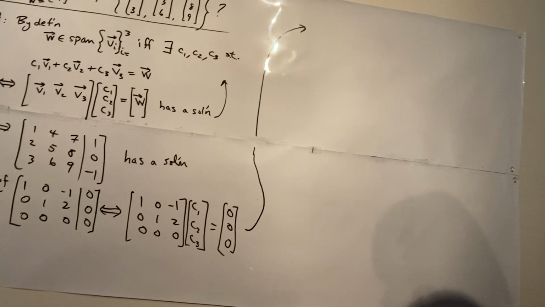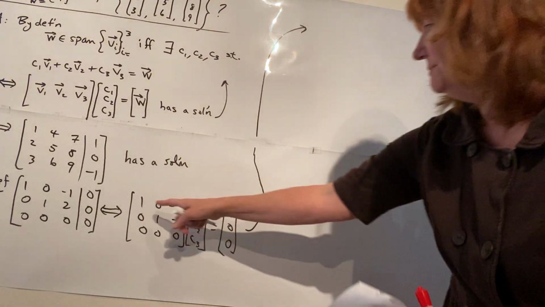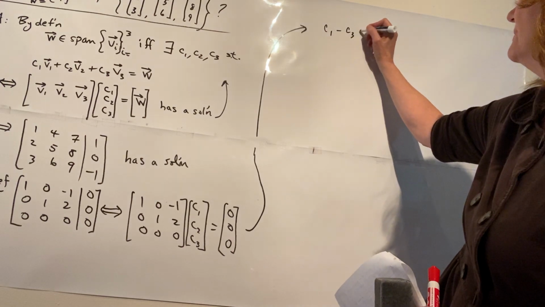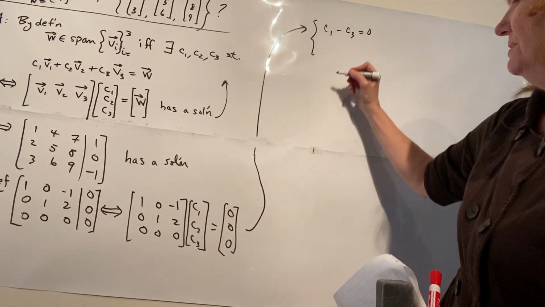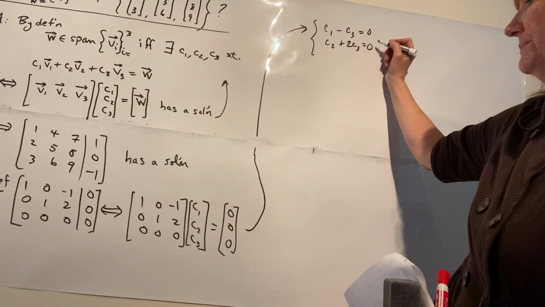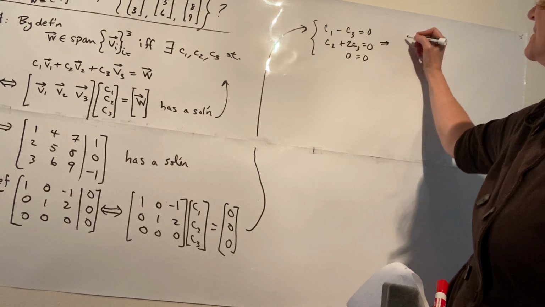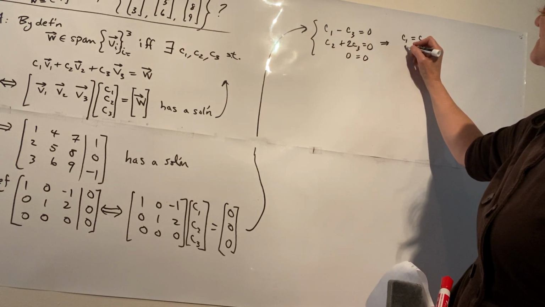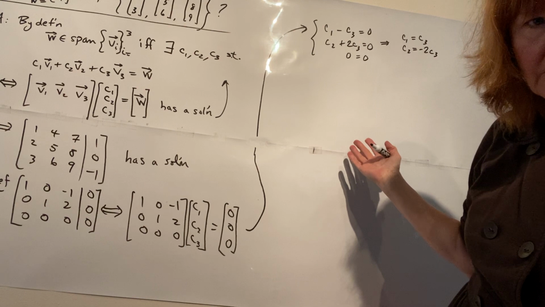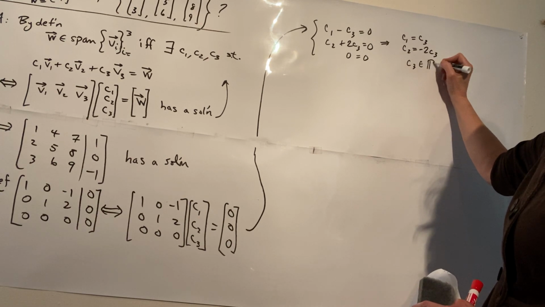Excuse me while I try to adjust this, hopefully. Yeah, there we go. What's equivalent to that? Well, multiply that by that. What do you get? C1 minus C3 is equal to 0. That's your first equation. C2 plus 2 C3 is equal to 0. And last but not least, 0 is equal to 0. So what does that give us? C1 is equal to C3. C2 is equal to minus 2 C3. And that's a true statement, and nothing said about C3, nothing specific. So C3 is any real number.